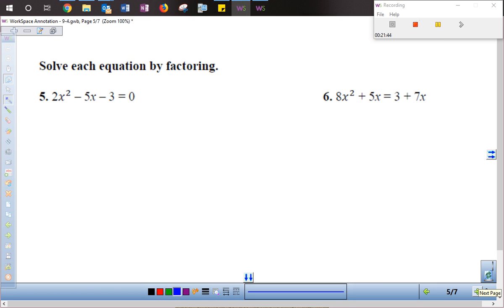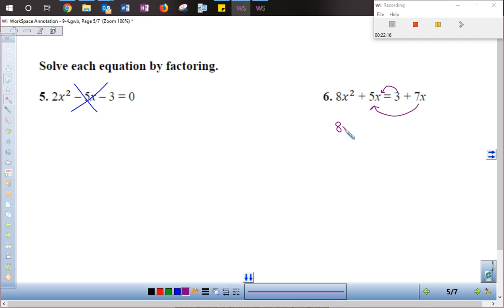Now the next problem we're going to do is number 6. I want you to skip number 5. Let's go to number 6. I have 8x squared plus 5x equals 3 plus 7x. On this one, be aware that we have an equal sign, and that means we need an answer instead of just factoring. So we need to start by setting everything equal to 0. So I want to subtract 7x to this side, and I want to subtract 3 to this side.